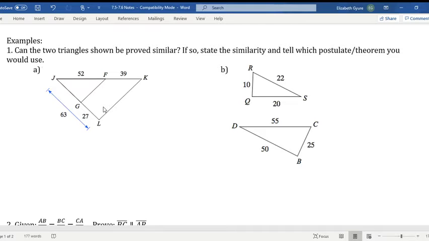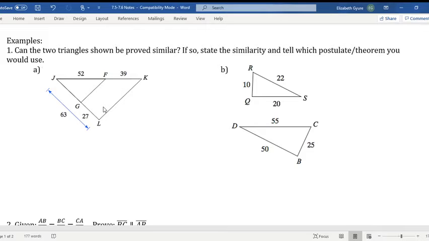Is 39 the side of a triangle? No. So should we use the number 39 in any of our proportions? No. Is 27 the side of a triangle? No. So don't use 27 on any of your proportions either. It's easy to grab those numbers because those are the ones you see. Make sure you're using the entire side measure of the triangle.